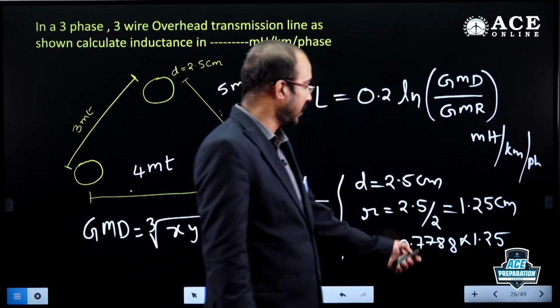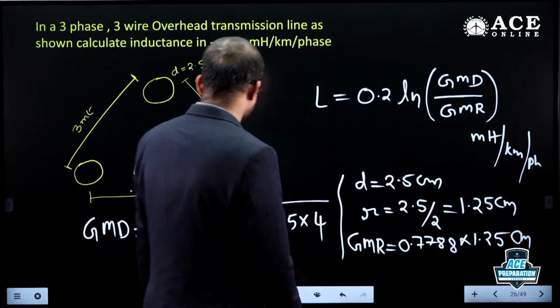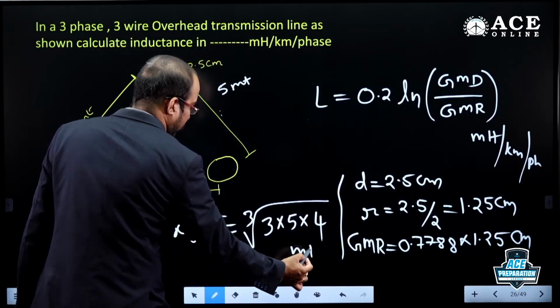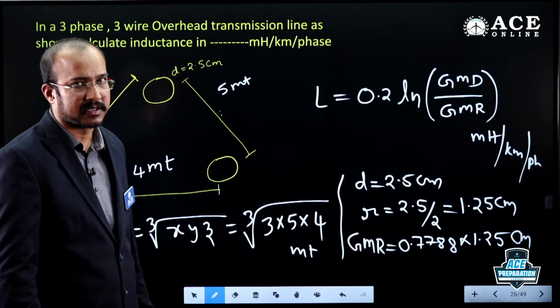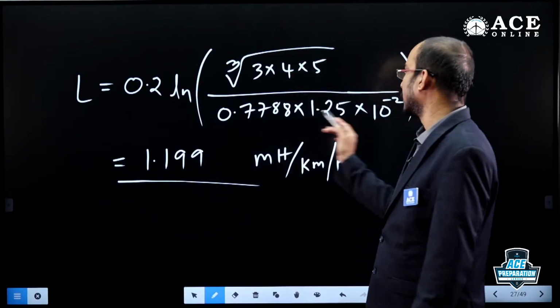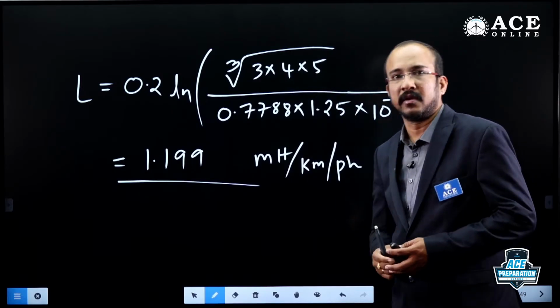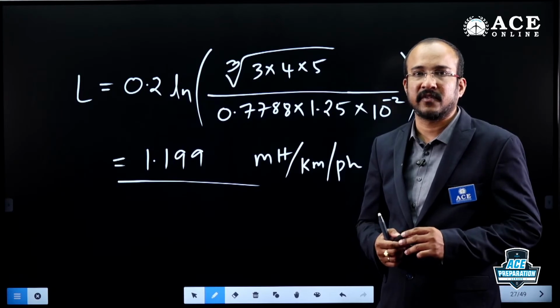Here GMR is in centimeters and GMD is in meters. Either you need to convert meters into centimeters or centimeters into meters, but you should substitute the same units here. I have converted this into meters. I think you have understood this one. Let us take a short break for 10 minutes.